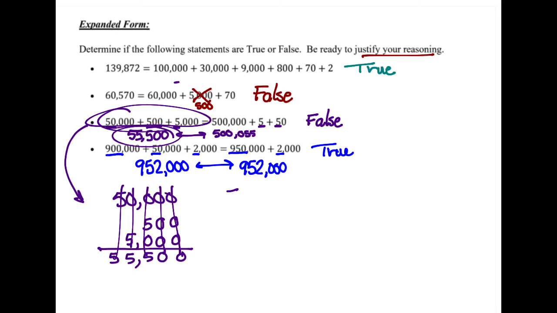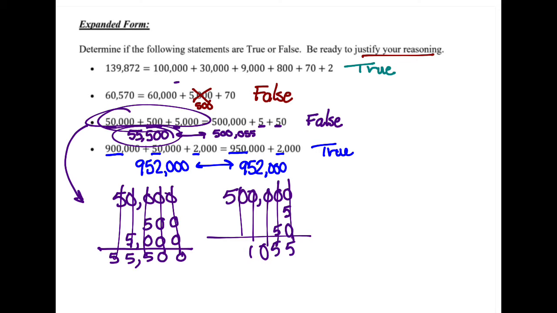Okay, so let's do the other side. So 500,000. Lining it up at the right, so we have a 5 and we have a 50. Okay, so 5, 5, 0, 0, 0, and a 5.